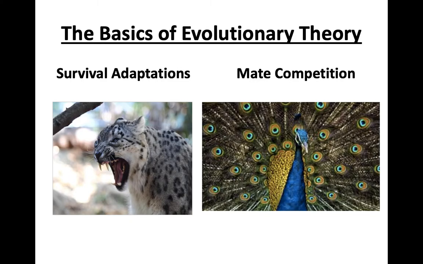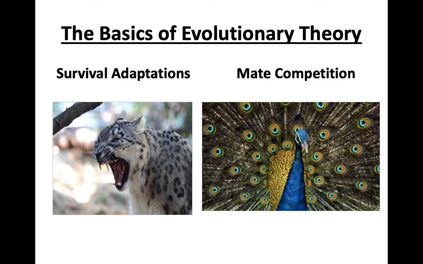Okay, so that's the basics of how that works. So what ends up getting passed down? At the broadest level, we can think of organisms, including humans, as having two very large classes or types of adaptations. One type is survival adaptations. These would be characteristics that help an organism live and survive in a particular environment.